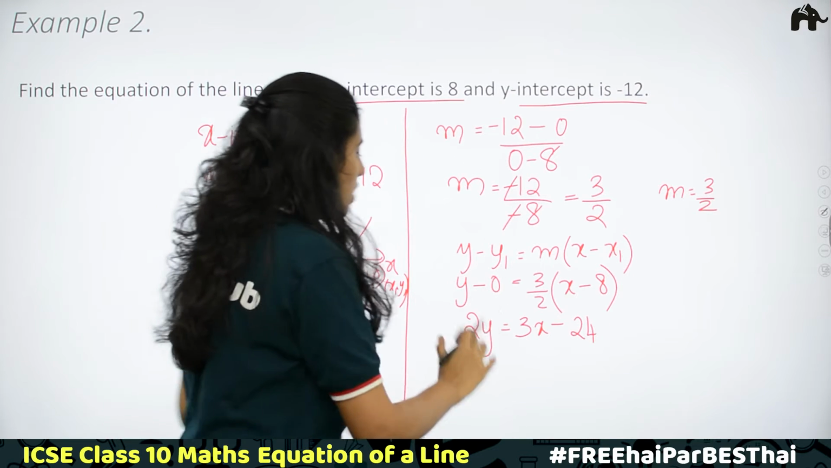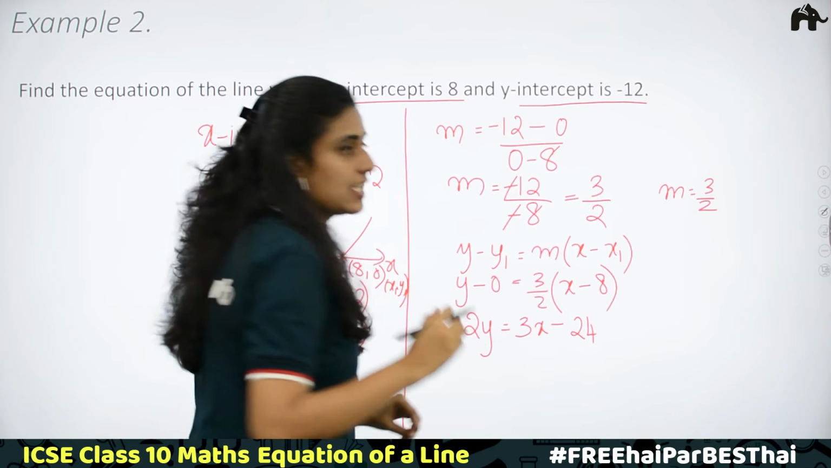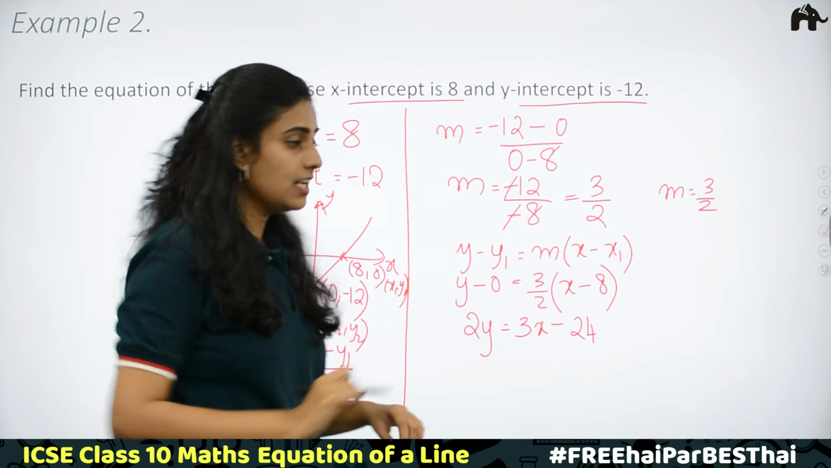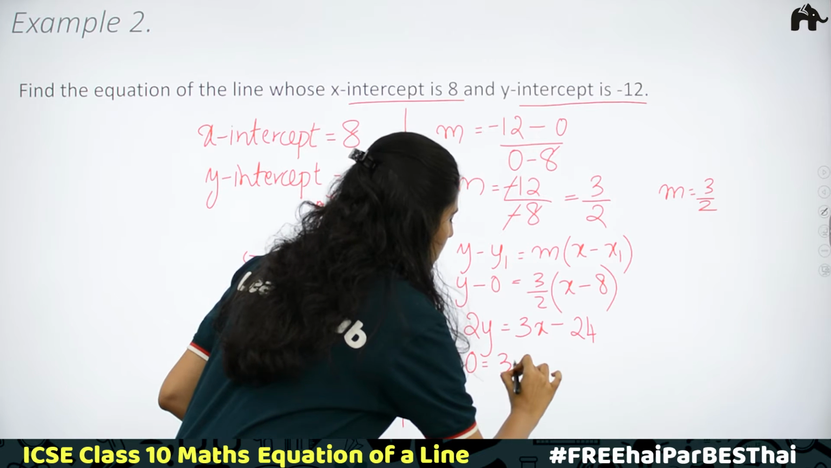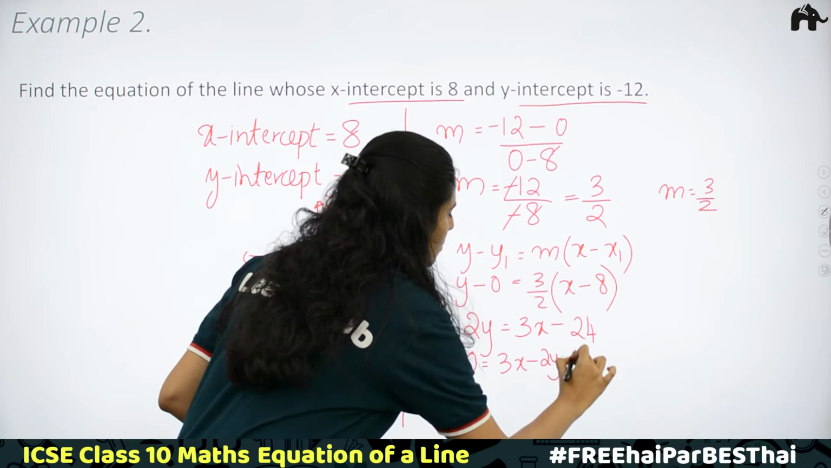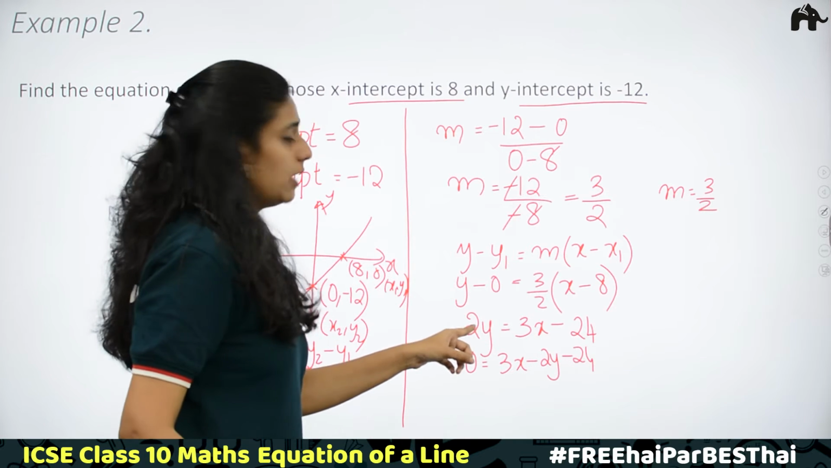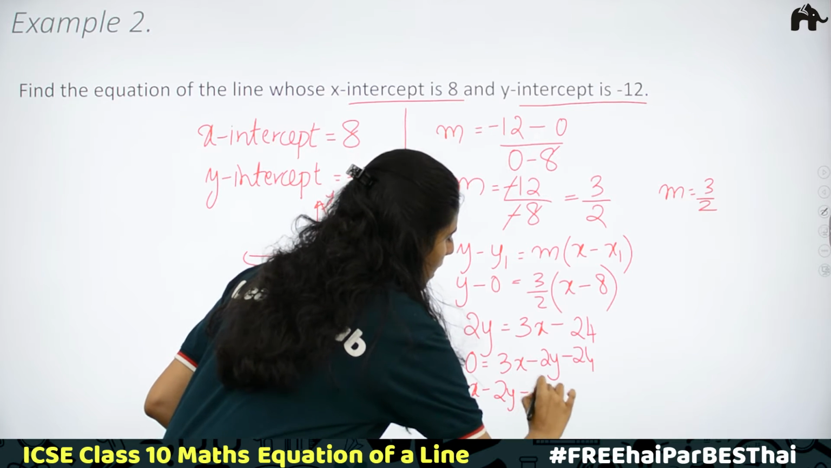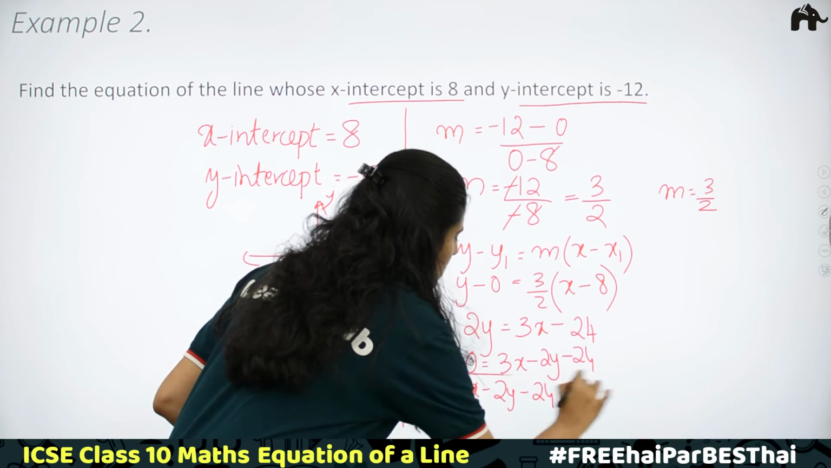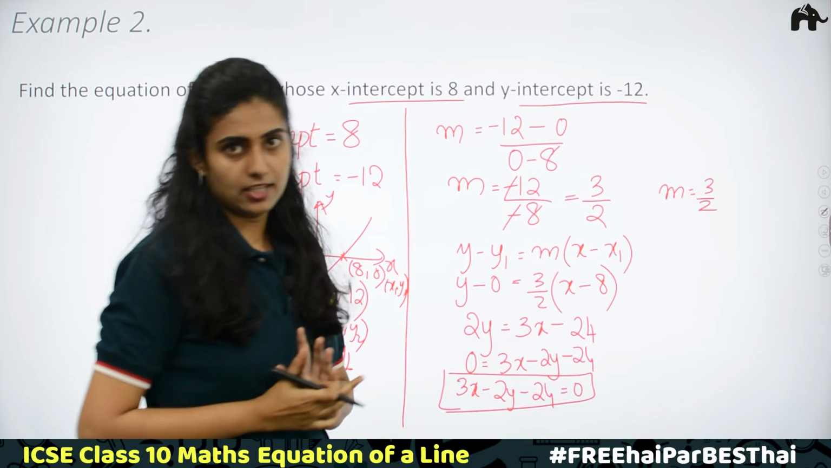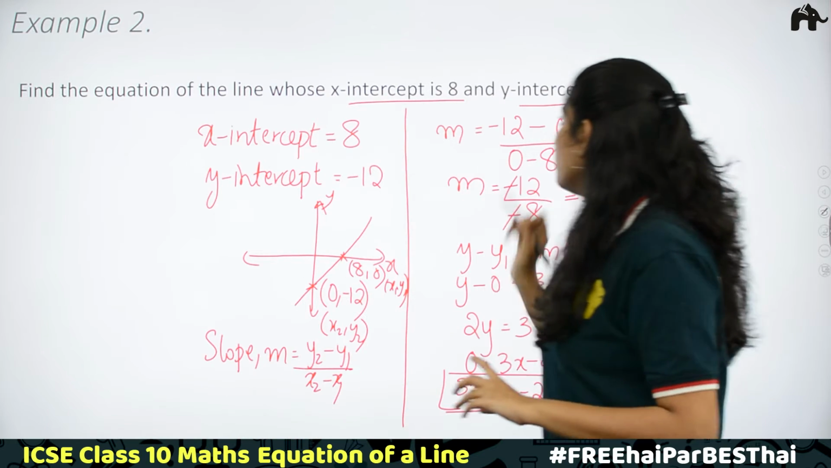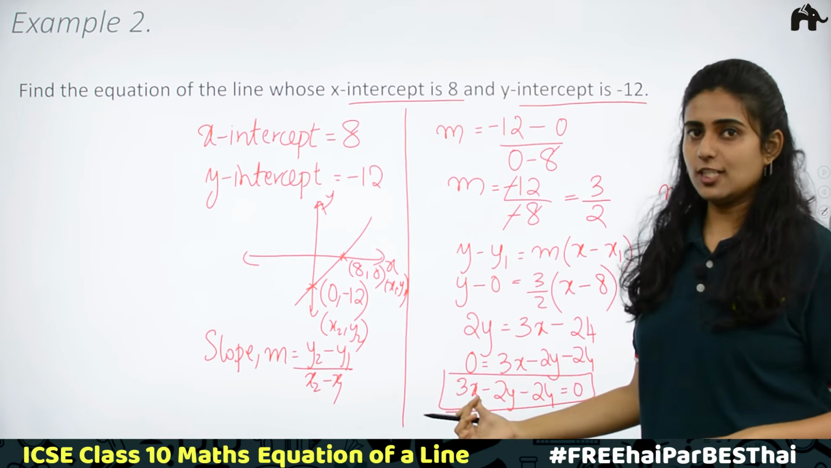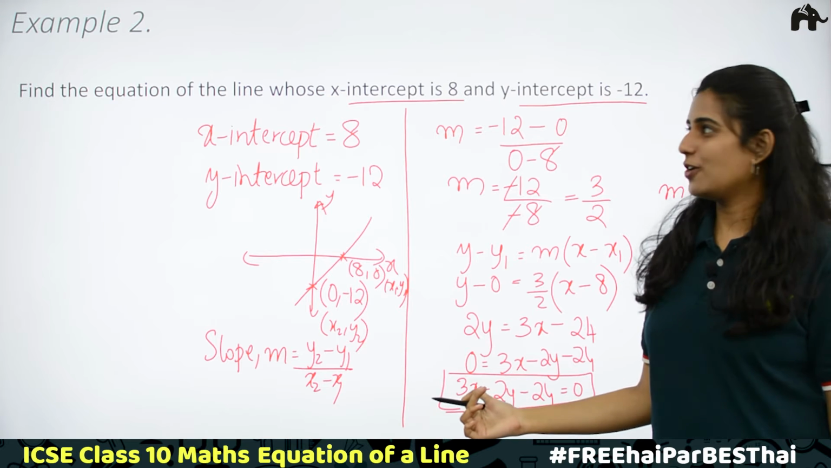Now, let us bring it to the form ax plus by plus c is equal to 0. I am taking this 2y to the opposite side. We get 0 is equal to 3x minus 2y minus 24. 2y becomes minus 2y, or we can write this as 3x minus 2y minus 24 is equal to 0. So, this is the required equation of the line whose x-intercept and y-intercept are given: x-intercept 8 and y-intercept minus 12. Okay. Got the equation? Yes. Let's move on to the next problem.